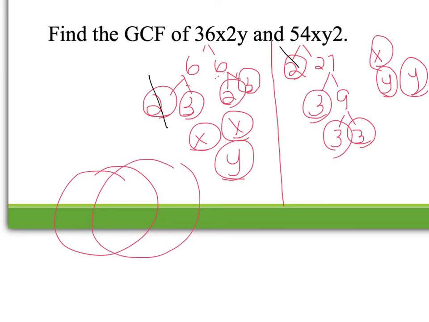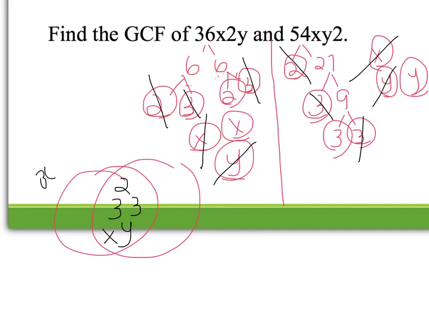I have a 2 and a 2, so 2 goes in the center, it's in common. Here I have 3 and 3. And then I have another 3 and 3 that match. Okay, those are the only numbers. I see an x here and an x here. And then also 1y and 1y. Okay, let's just double check to make sure. Yep, those are the only ones in common.